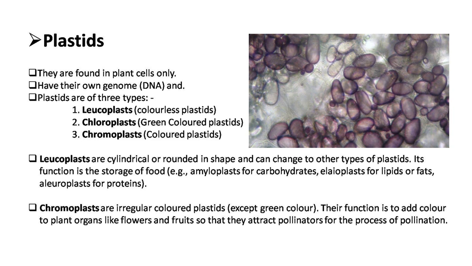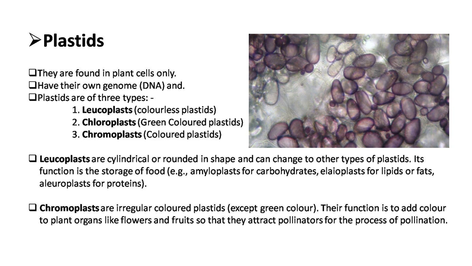Leucoplasts are cylindrical or rounded in shape and can change to other types of plastids. Their function is to store food. The picture might seem to be colored, yet this is the stain that has been used in order to visualize the leucoplast. It stores carbohydrates, lipids or fats, and proteins. Thus, they are called amyloplasts, elaioplasts, and aleuroplasts, respectively.